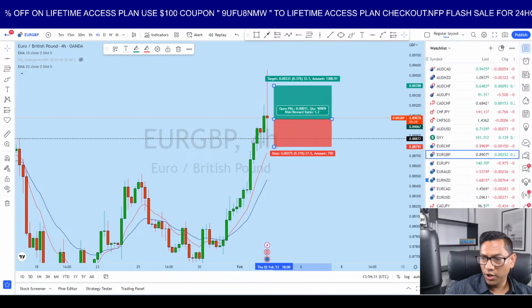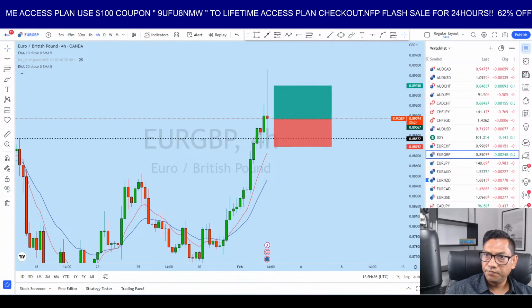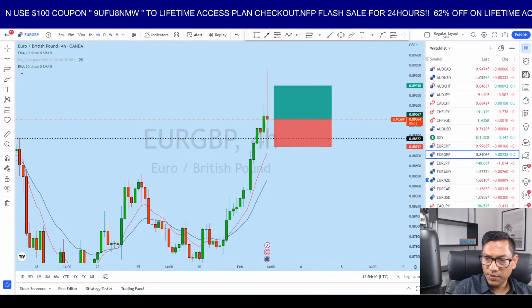Okay, just for a quick buy. This is a quick trade on Euro GBP. I'll explain why I'm taking it.